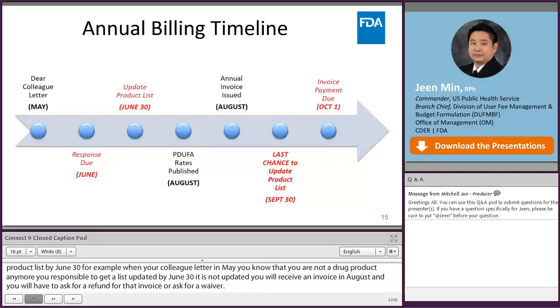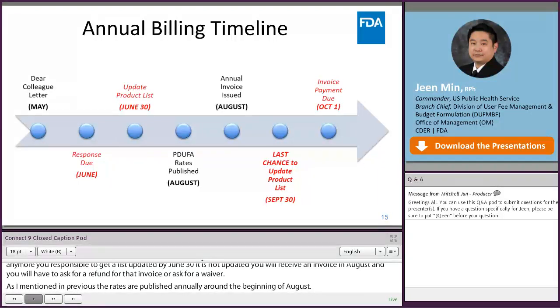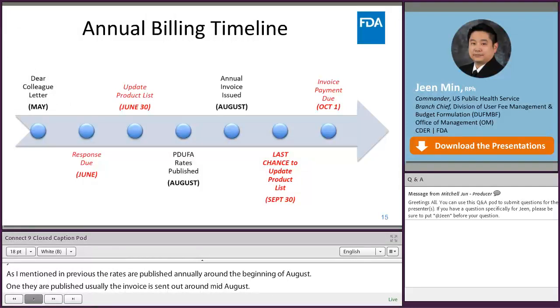September 30th is another important date. We base the program fees off this product list. And as I mentioned before, if you are discontinuing a product, you must be on the discontinued section before October 1st. That way you would not be charged the annual program fee.